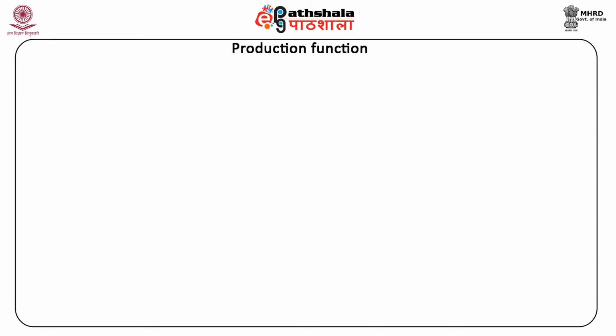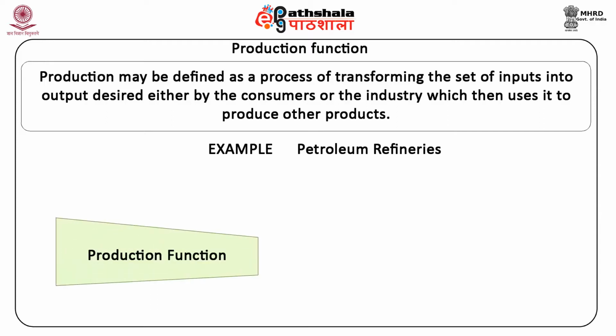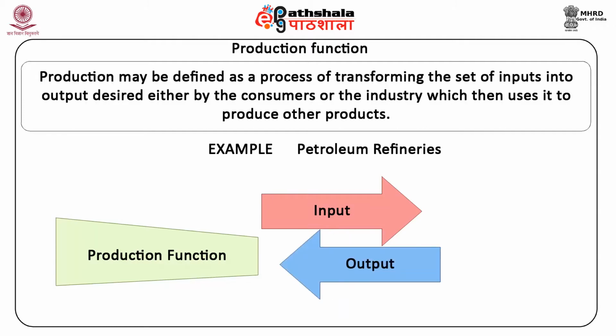Production function. Production may be defined as a process of transforming a set of inputs into output desired either by the consumers or the industry, which then uses it to produce other products. For example, petroleum refineries use crude oil as input to produce an array of useful petroleum products. The production function provides the formal and most precise relationship between these inputs and the desired output. It identifies the available technical possibilities for a given state of technological knowledge.